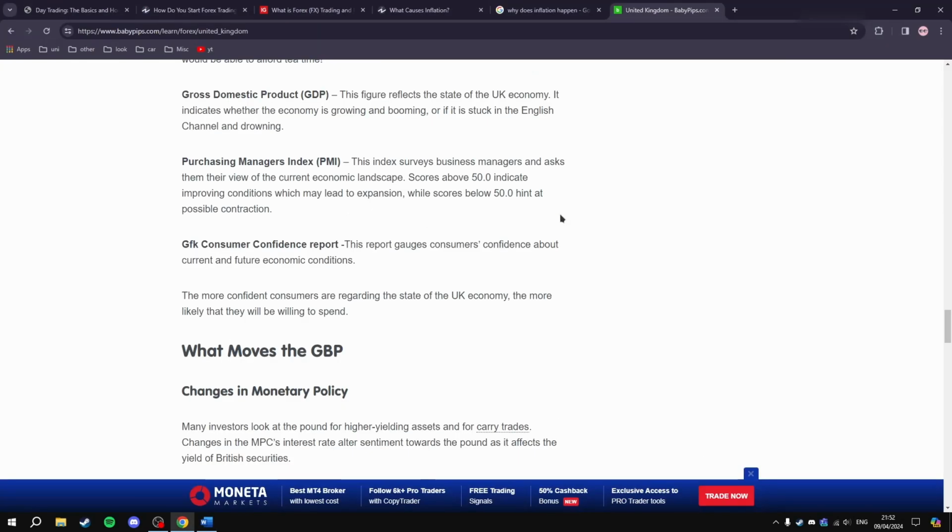GDP. This figure reflects the state of the UK economy. It indicates whether the economy is growing and booming or if it's stuck in the English Channel and drowning.